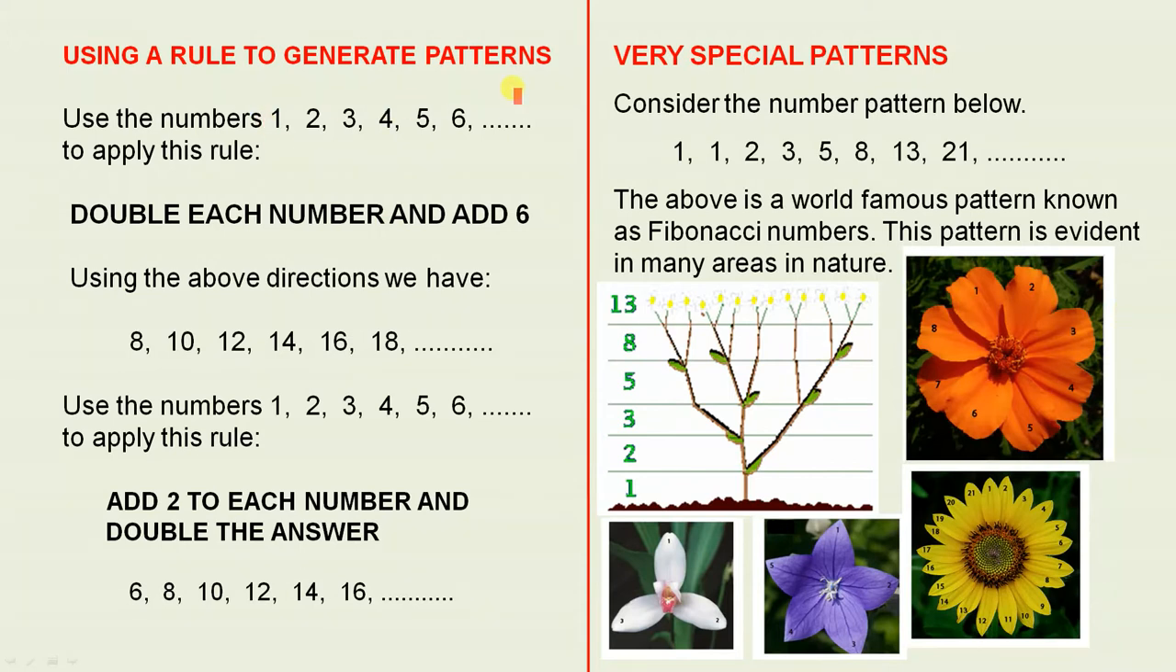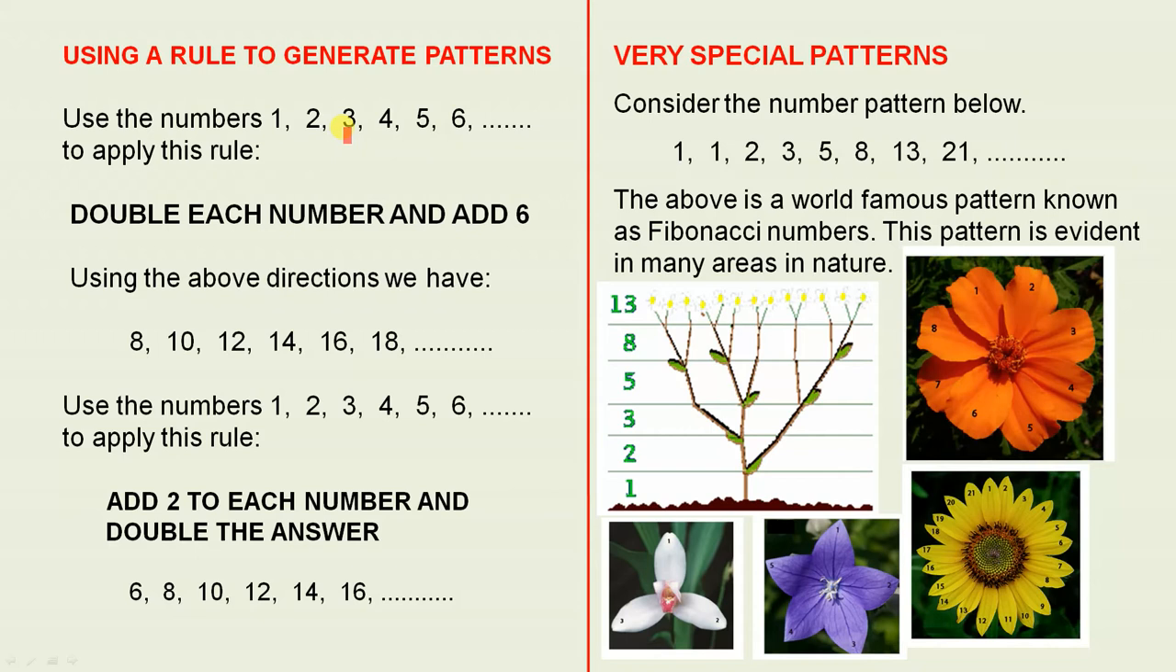Using a rule to generate patterns. Use the numbers 1, 2, 3, 4, 5, 6 to apply this rule: double each number and add 6. So if we double 1, that gives us 2. When we add 6, that gives us 8. If we double 2, that gives us 4. Add 6, that gives us 10.